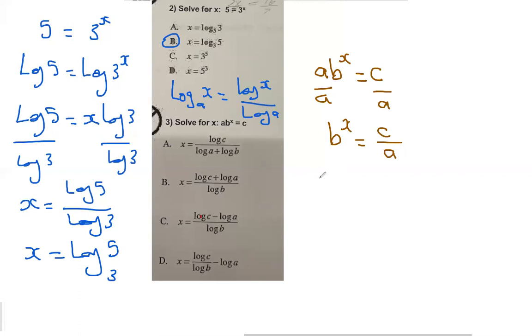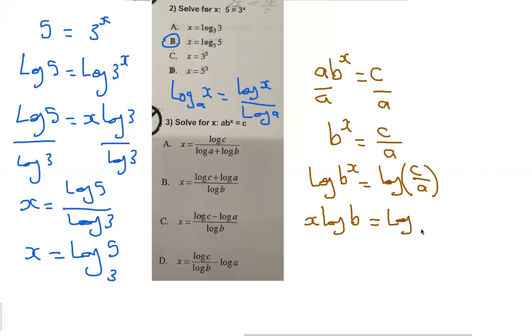Now you could log both sides. So now introduce log to both sides. Log b to the x equals log c over a. Now you could bring the x down, then you get x log b. Also, when you have log c divided by a, remember that we could change that to subtracting, by expanding the logs. We could change it to log c minus log a.